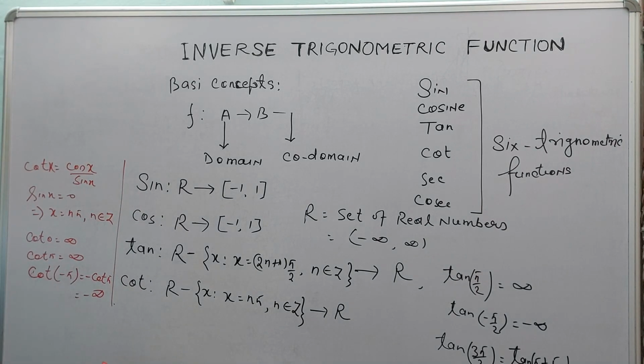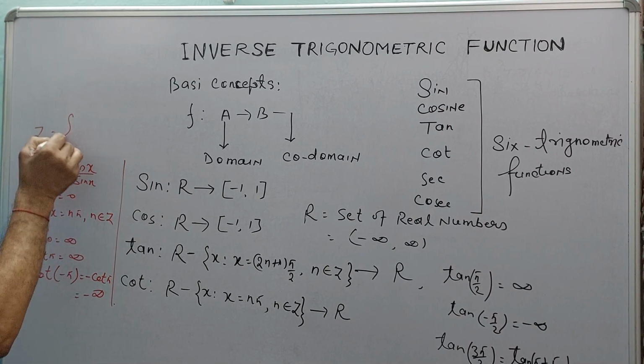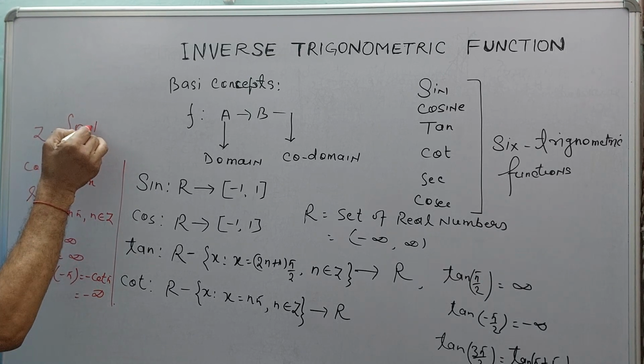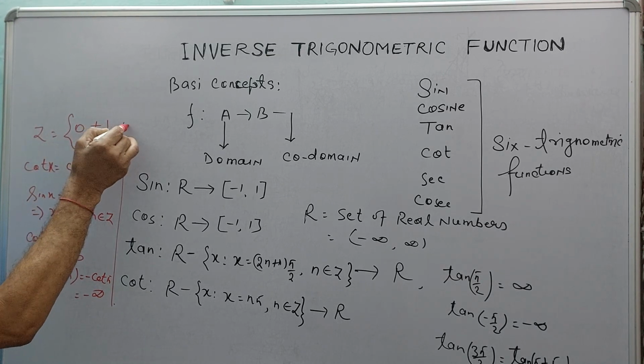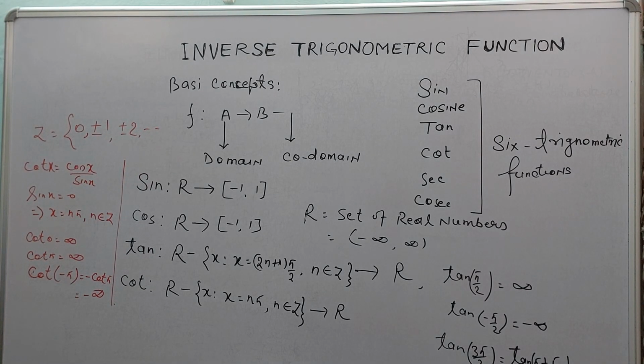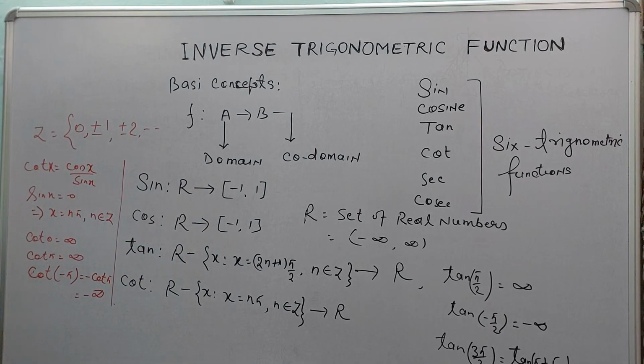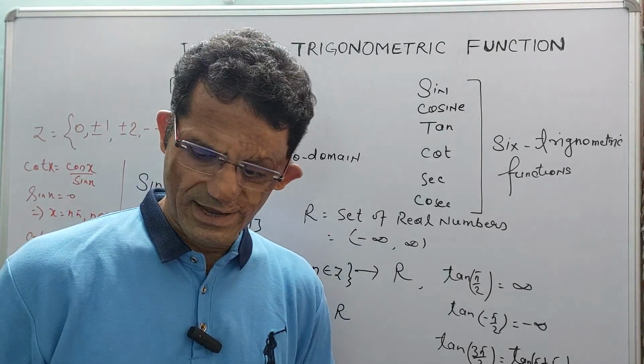Now we know that this is our set of integers. The set of integers includes all the values 0, plus minus 1, plus minus 2, and the series goes on up to plus infinite and minus infinite. So integers have values from minus infinite to plus infinite.